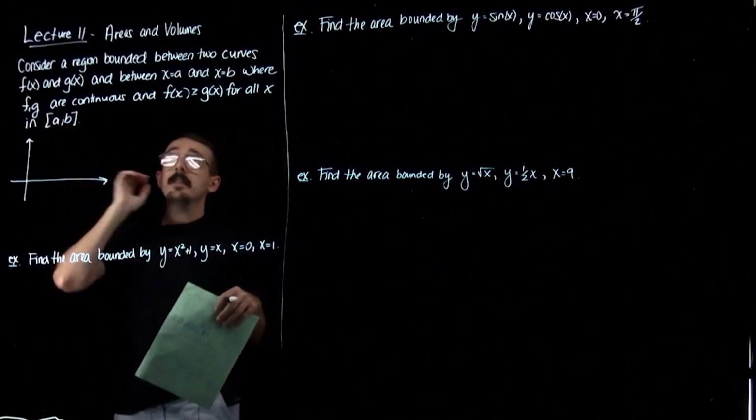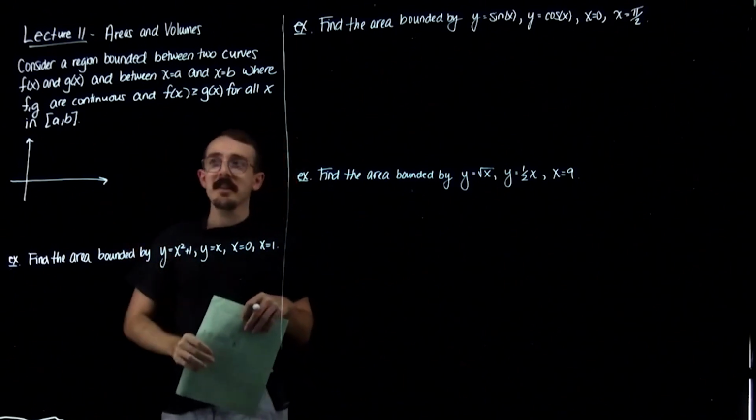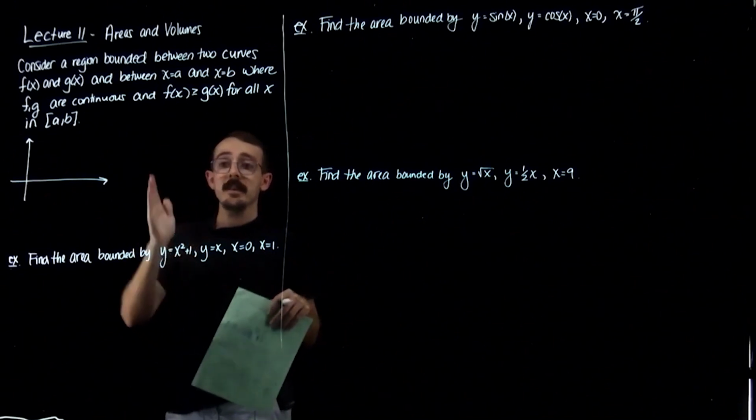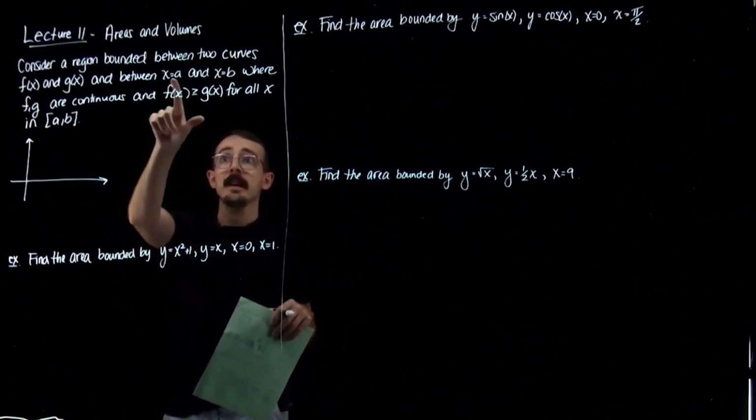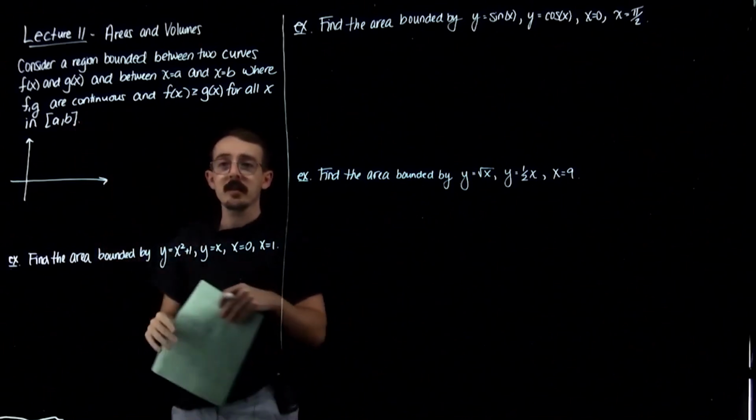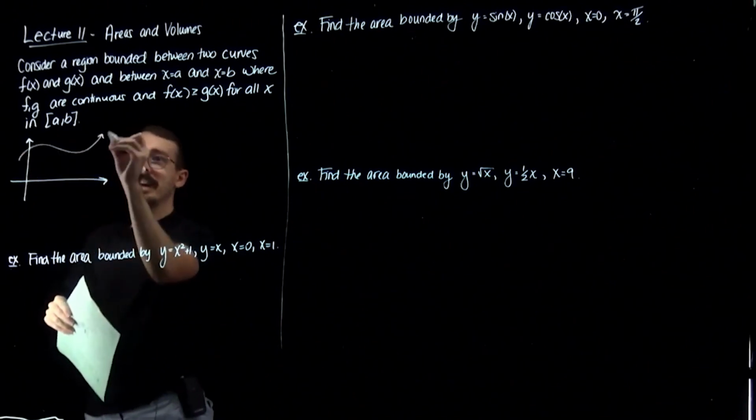So consider a region bounded between two curves, and we're going to call them f of x and g of x this time. They're both going to be continuous. And we're also going to consider two vertical lines, x equals a and x equals b. So we're going to section this off into some kind of region. And I have a picture ready to go right here. So draw something like that on your paper.